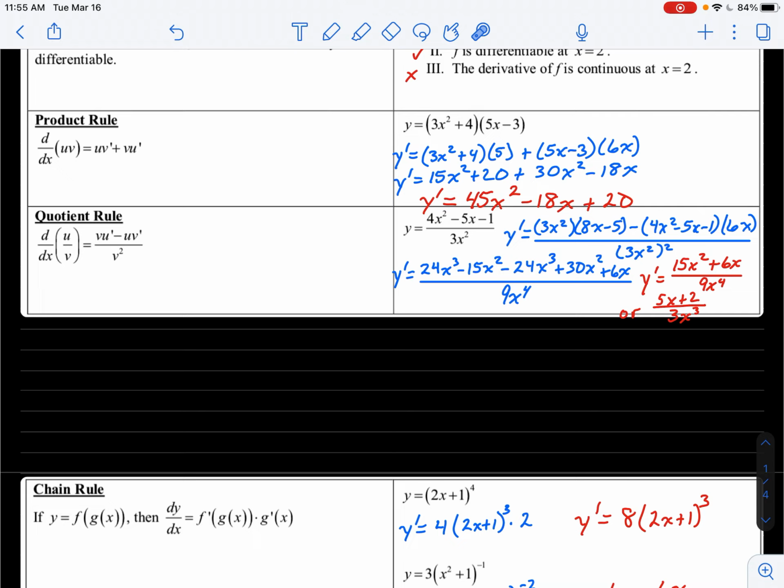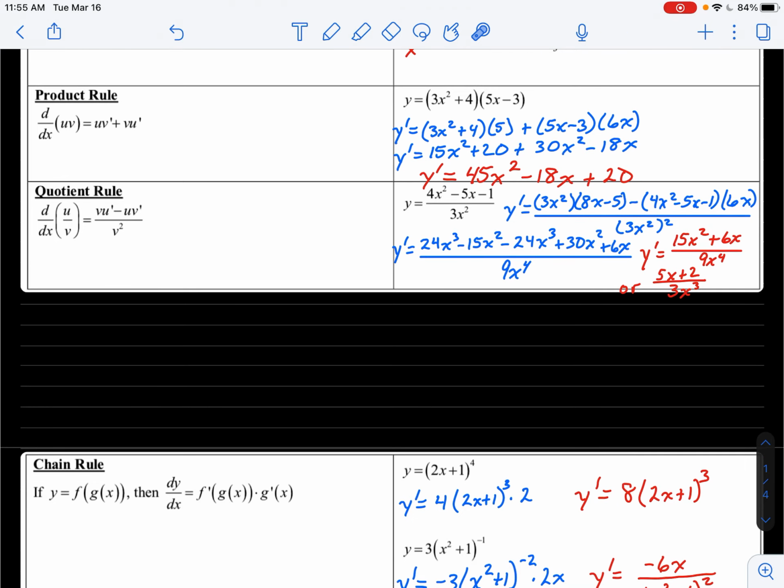Next up is the product rule. The product rule is the first times the derivative of the second plus the second times the derivative of the first, and that's when you have two factors, like this example here. So we'll have the first factor times the derivative of the second plus the second factor times the derivative of the first. When we clean this up, FOIL them together, we end up with this.